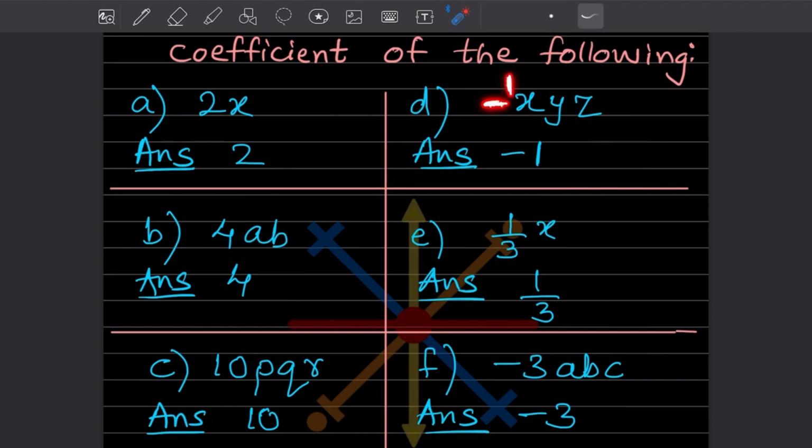It means there is a 1 over here which we cannot see. Because see, 1 multiplied by 5 is 5, right? So here we usually don't write the 1. Anything multiplied by 1, like 1 into x, is going to be x. So here with the negative sign, the coefficient of that is going to be negative 1. This is important. Now 1 by 3x, the coefficient is 1 by 3. Again, this for ABC, that is minus 3. So minus 3 is the coefficient of that.